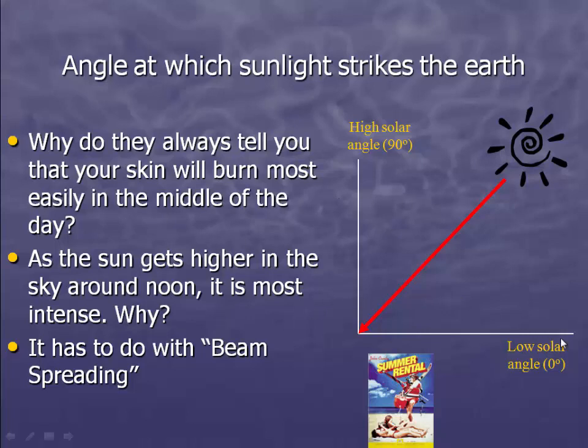So the image over on the right describes solar angle. If the sun was at the horizon, it would be a solar angle of 0. If the sun was directly over your head, you'd have a solar angle of 90 degrees. The higher the solar angle, the more intense the radiation at the surface. So, as the sun gets higher in the sky around noon, why is it most intense? Because the solar rays are focused in a very small area, whereas at a low solar angle, near sunrise and sunset, the sun's rays would be spread over a fairly large area.